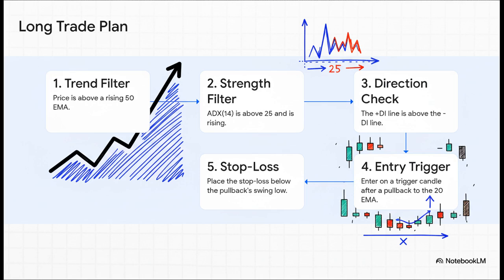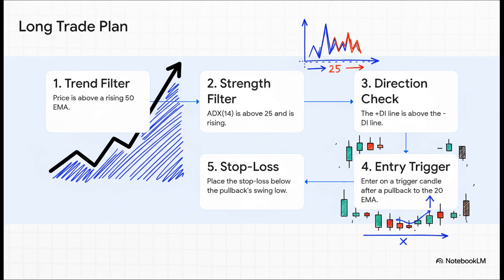So here is the full playbook for a long trade. Step 1, our main trend filter. Price has to be above a rising 50 EMA. Simple. Step 2, our strength filter. The ADX is above 25 and ideally it's pointing up. Step 3, a quick direction check. Make sure the plus DI is above the minus DI. Once those 3 conditions are met, we don't just jump in.